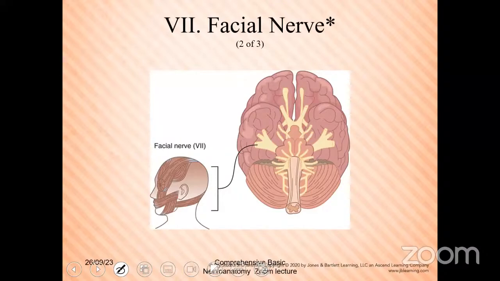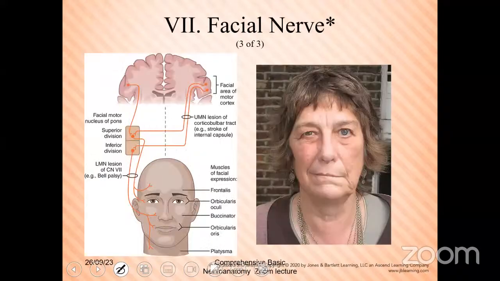The facial nerve supplies various muscles. And now we'll go on to the next nerve. But you can see the facial palsy, which we can learn a bit. You can see the facial area of the motor cortex is here, and a UMN lesion of the corticobulbar tract because of strokes, maybe in the internal capsule, will cause the lower part of the face to be affected.